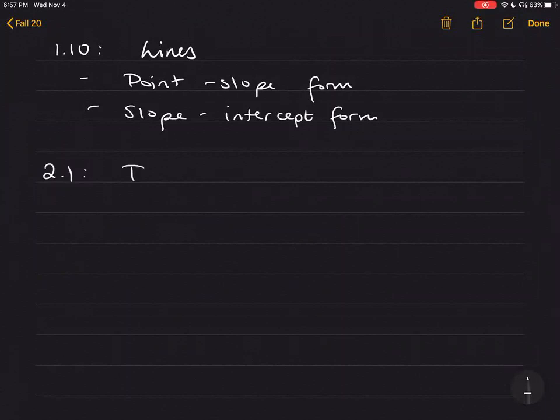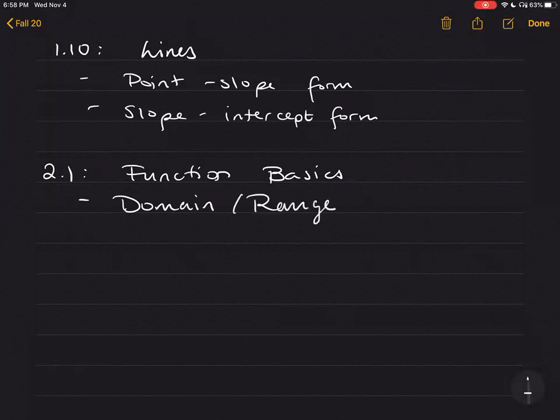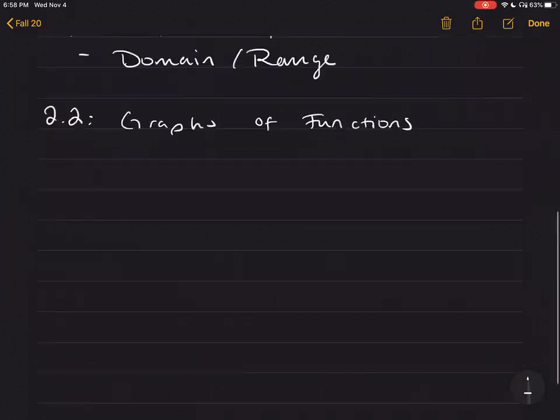2.1 was function basics. The main thing that we dealt with in that section was domain and range, so finding domain and range of functions. 2.2 was on graphs of functions, and this section covered the vertical line test.